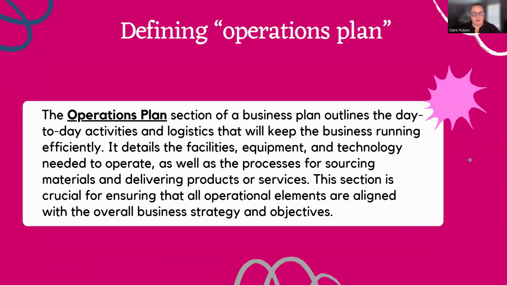Let's define what an operations plan is. This section of the business outlines the day-to-day activities and logistics that keep the business running efficiently. This is the facilities, equipment, technology, sourcing, processes, compliance, legalities, and materials that are needed to provide the products and services that you've outlined that you'd like to provide. This section is crucial for ensuring that all the operational elements are aligned with the overall business strategy and objectives and ties all of the other items that we have already built into your financial projections.